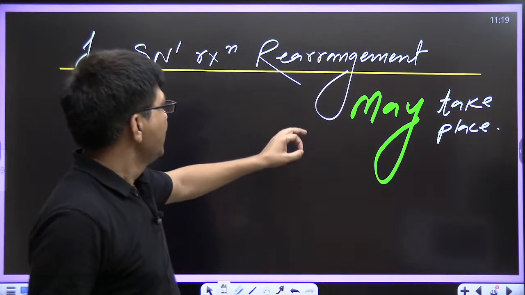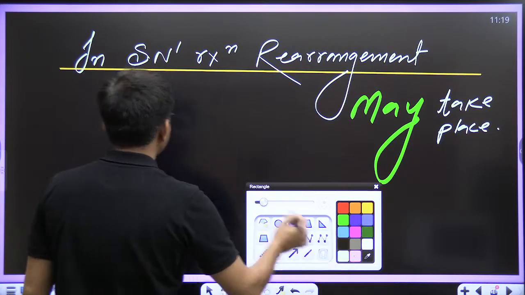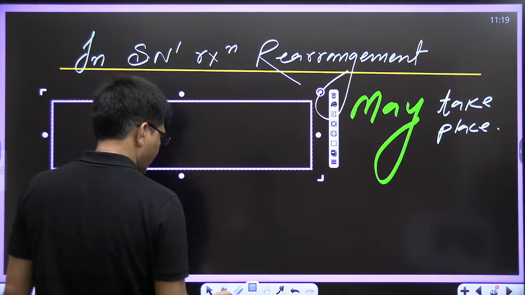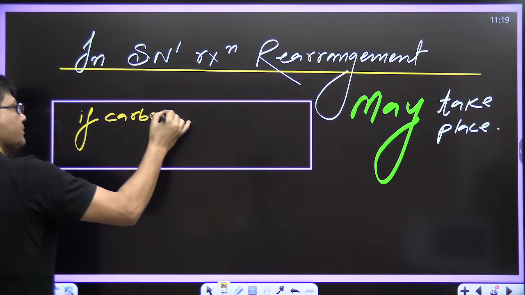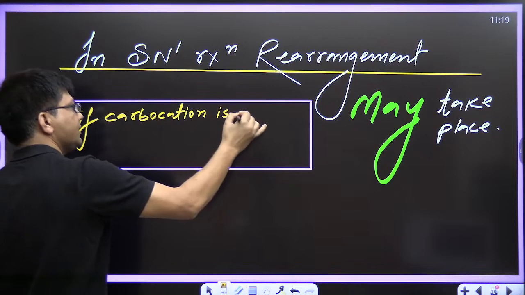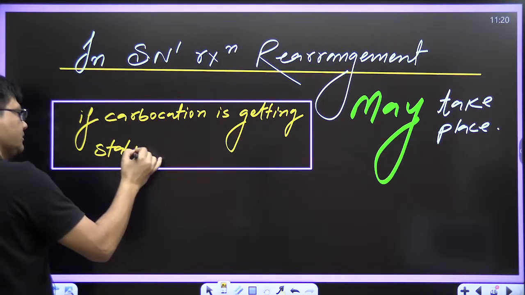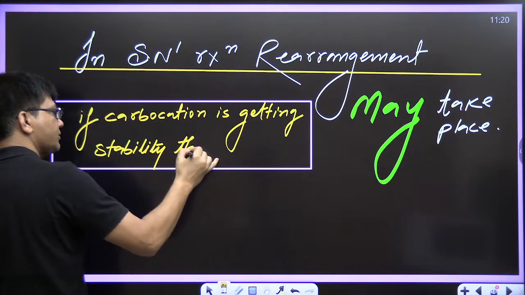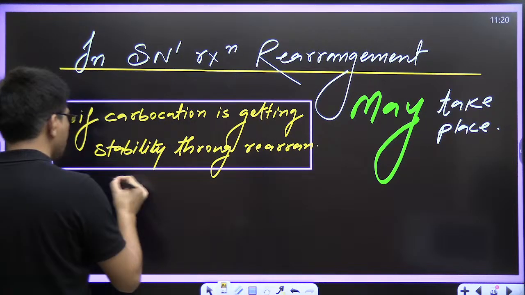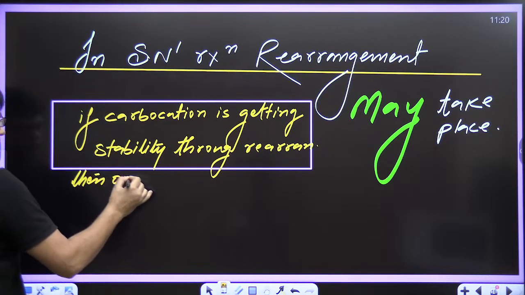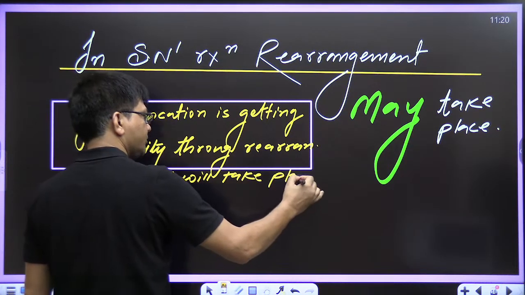May take place. So, if by doing the rearrangement, stability is coming, if carbocation is getting stability through rearrangement, then only rearrangement will take place. Otherwise not.